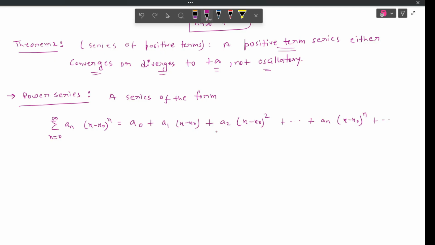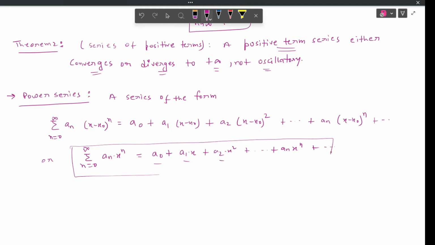And if here x0 is 0, we can say summation n equals to 0 to infinity an x to the power n will be a0 plus a1x plus a2x square. In this way, an x to the power n, where the coefficients a0, a1, a2 are independent of x, is called a power series in x. Okay, this is your power series in x.